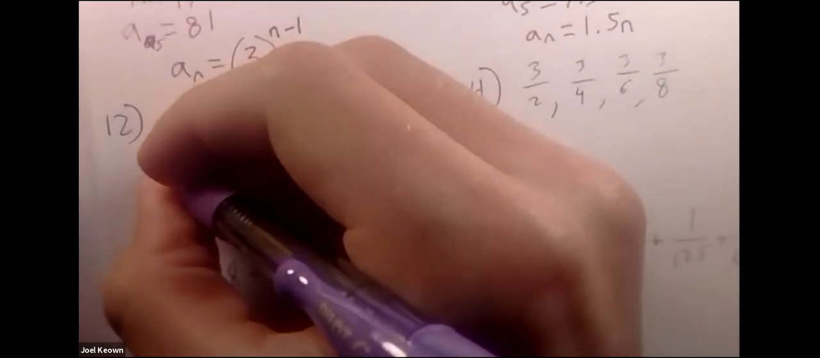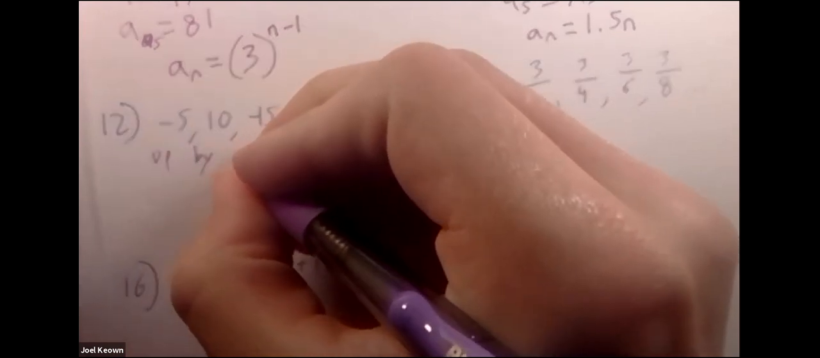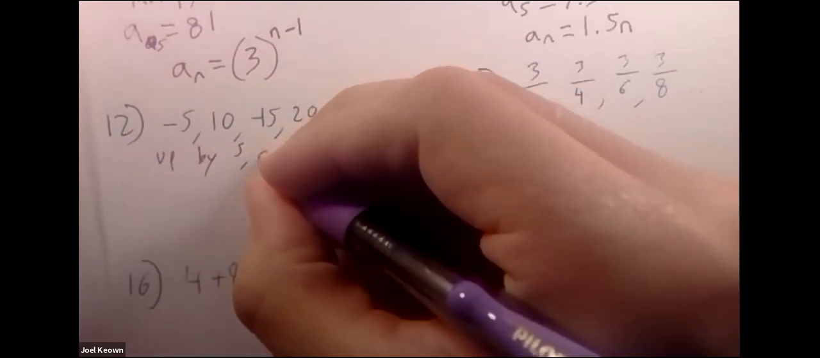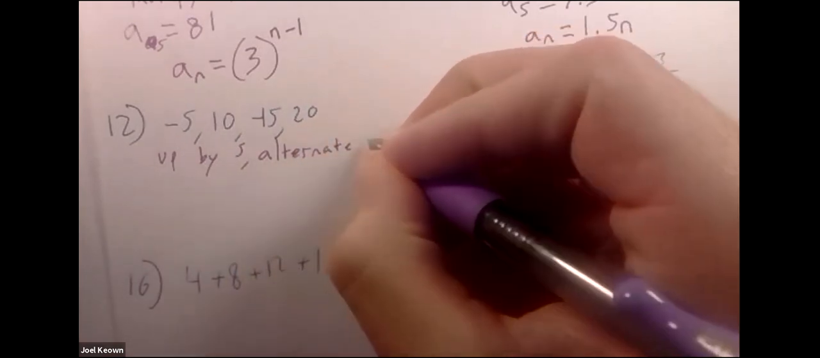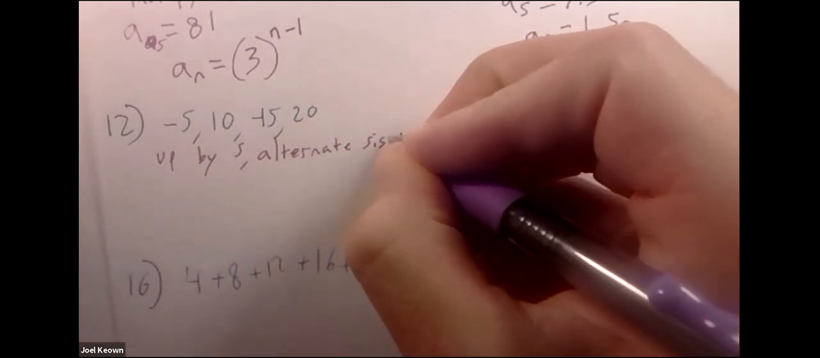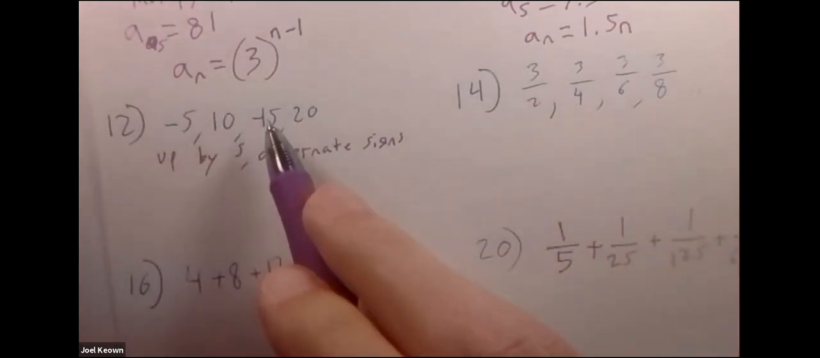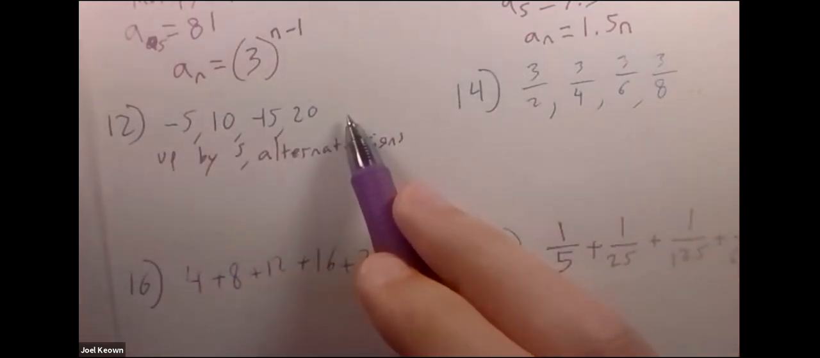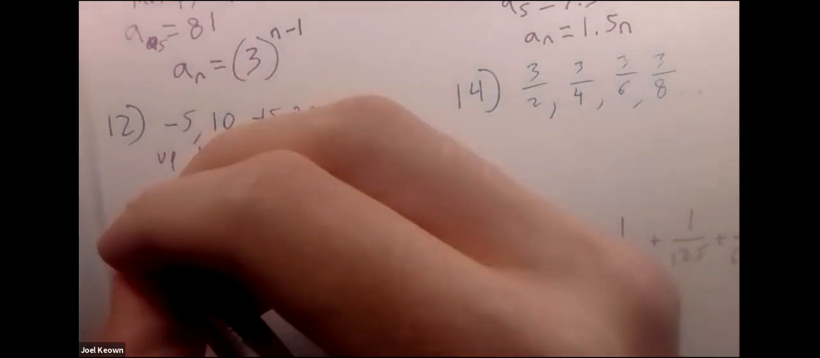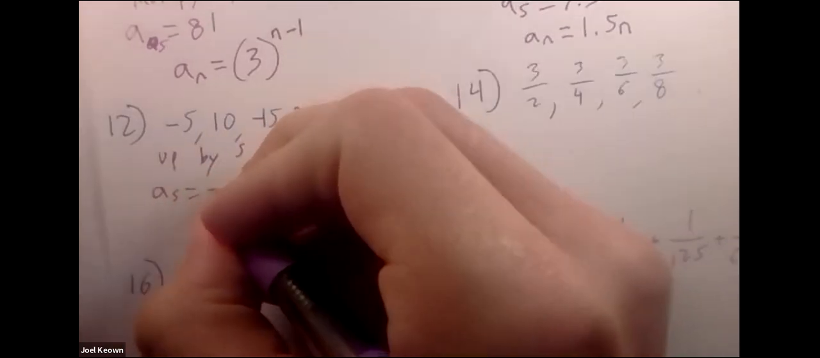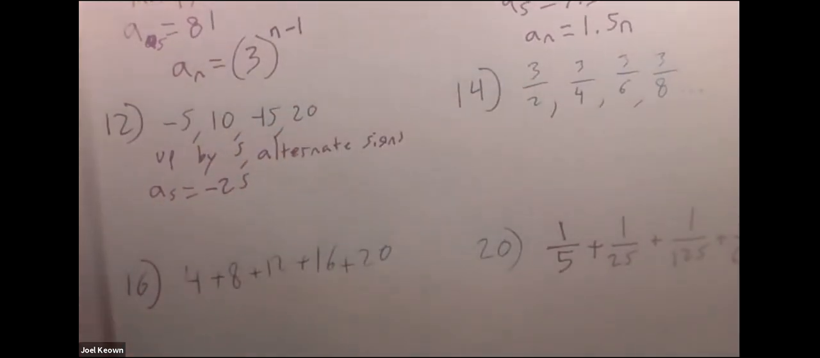The pattern is up by 5, alternate signs. Okay. What's the next term? 5, 10, 15, 20, 25 would be the next one. This is going negative, positive, negative, positive. It would be negative. So a sub 5, negative 25. There we go. Now I can go on to make my rule.